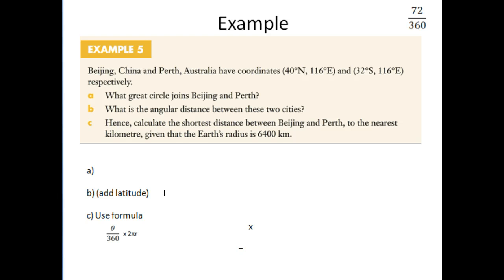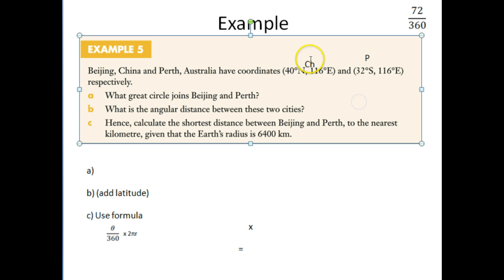Beijing in China and Perth in Australia have coordinates of 40 degrees north and 116 degrees east, and 32 degrees south and 116 degrees east. Now this one here is China, and the other one here is Perth, whichever one's mentioned first, obviously. So what great circle joins Beijing and Perth?